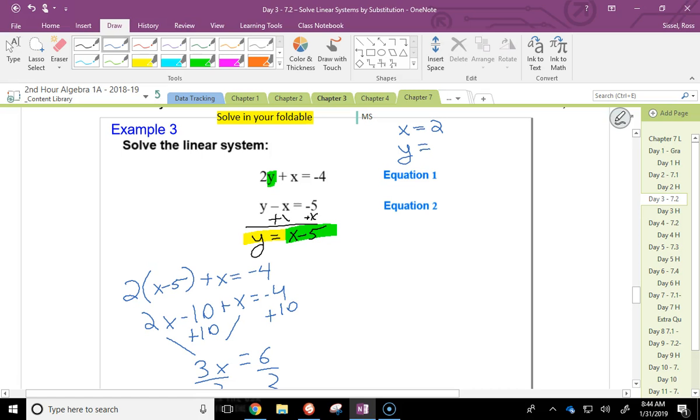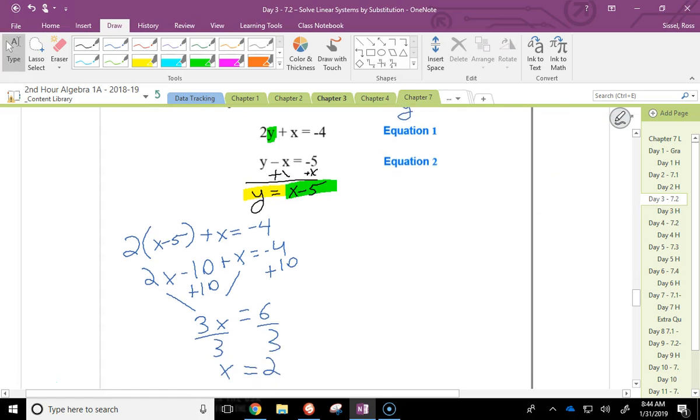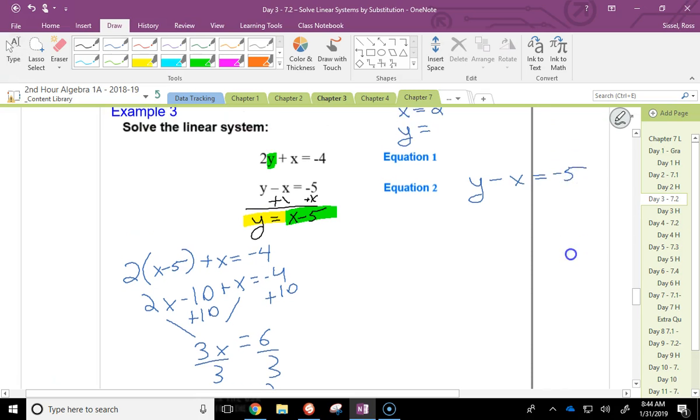Who have I heard from? Miss Addie, you look pretty quiet. I pick on you. Abby, which equation do you want us to look at? I can either do the first one, 2y plus x equals -4. I could do y minus x equals -5. Or, since we rearrange, I can use the third equation, y equals x minus 5. Which is this one, y minus x. Okay, so we're going to use y minus x equals -5.